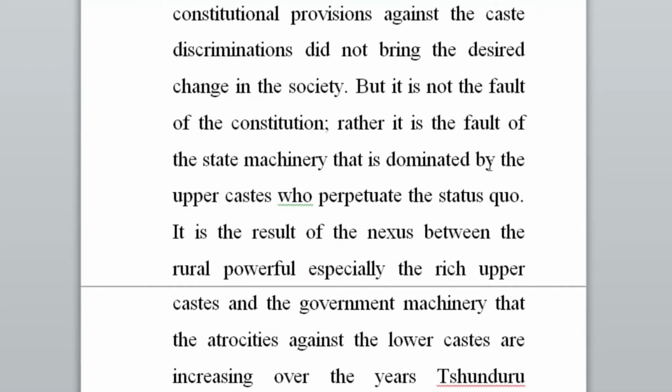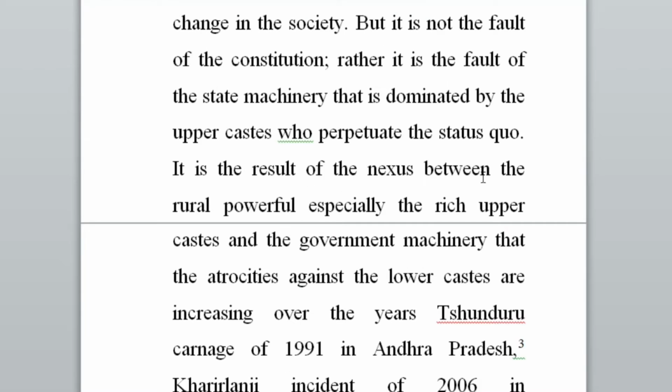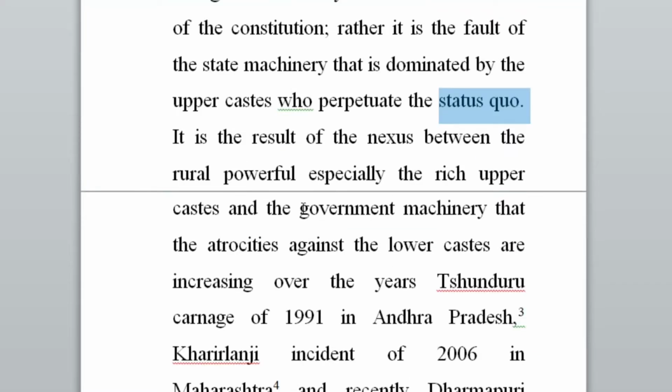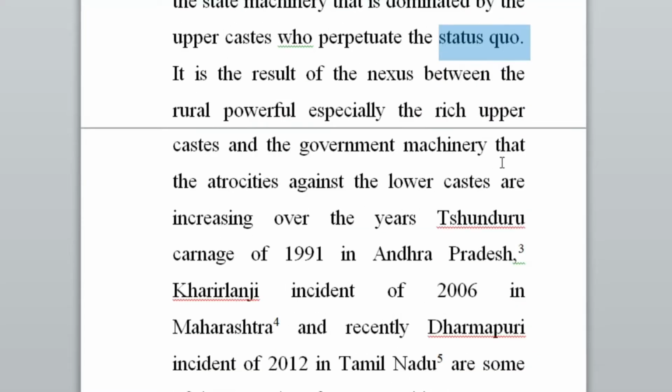Status quo means the same as it is. It is the result of the nexus between the rural, powerful, rich upper caste and government machinery that the atrocities against the lower caste are increasing over the years.